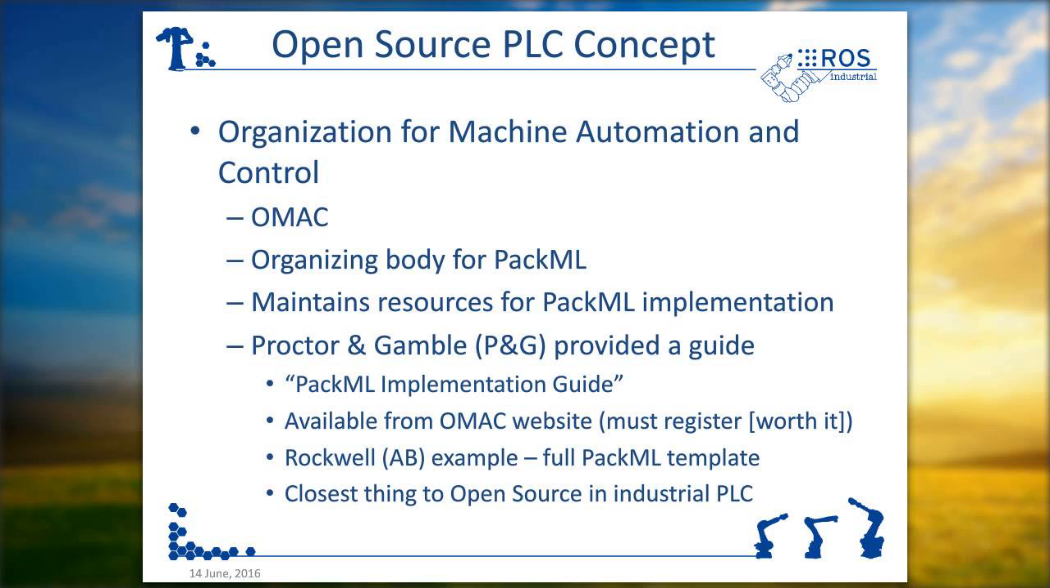What's neat about this whole PackML system is that the OMAC group, the Organization for Machine Automation and Control, create kind of a resource guide for PackML that gives actual examples. The best one that we found is the Procter & Gamble example, and it is actually the PackML implementation guide from the OMAC website. You can download it, but you have to register for it, but it's totally worth it, so do it. It gives you the state diagram and a bunch of other things and good documentation. But this Rockwell AB example from Procter & Gamble is a full template implementation so that somebody who's good with PLCs can just plop that into their Rockwell implementation and test it out, mess with it. Fantastic tool to be able to use.